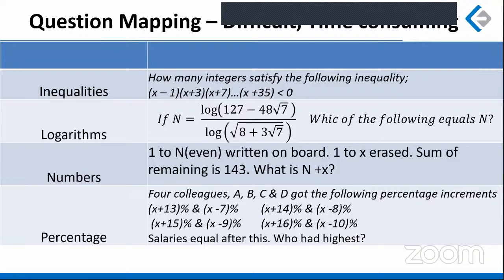Logarithms. If n is equal to log of (127 minus 48 root 7), so logarithm of this number divided by logarithm of (8 plus 3 root 7) to the root, which of the following equals n? So the value of n was to be found. That means this is just a simplification question. How to simplify, that was the only key issue.